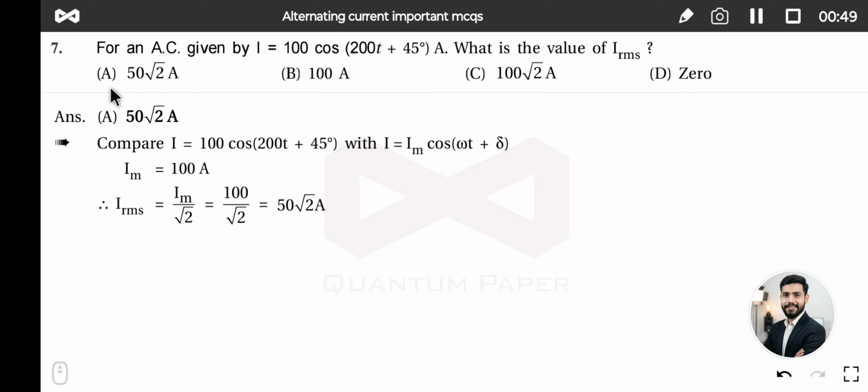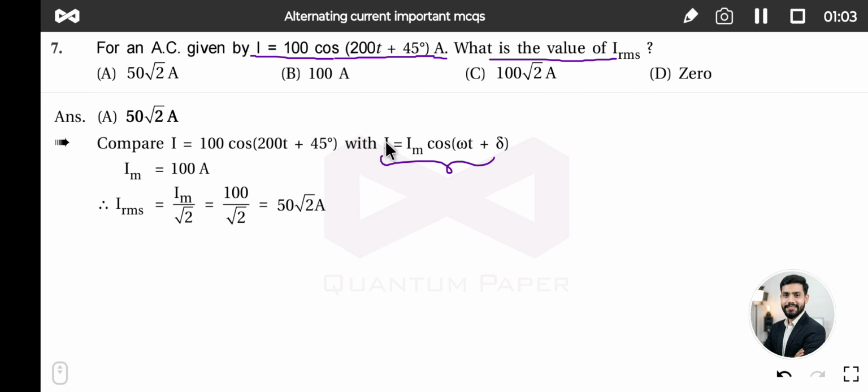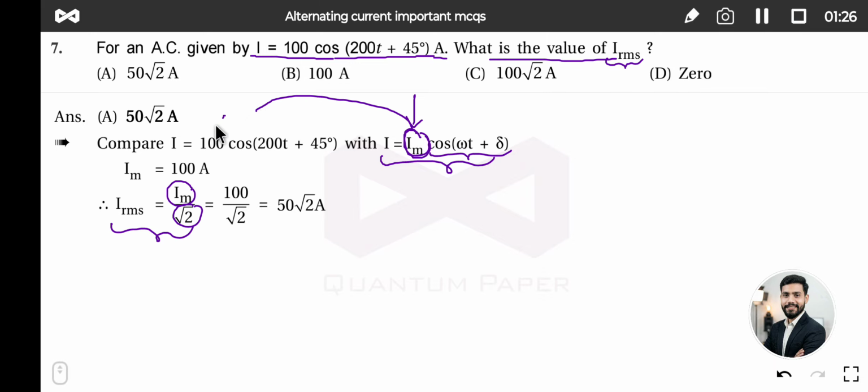Next question, for an AC given by I is equal to 100 cos(200t plus 45 degrees) ampere, what is the value of the I RMS current? We know that the equation of alternating current can be written as I is equal to Im cos(omega t plus phi), or in terms of sine also. Whatever is here is the peak value of current Im, and we have to find the root mean square value of the current. The formula of the RMS value is Im upon root 2. Comparing with this equation, the value of Im is 100. So 100 upon root 2.